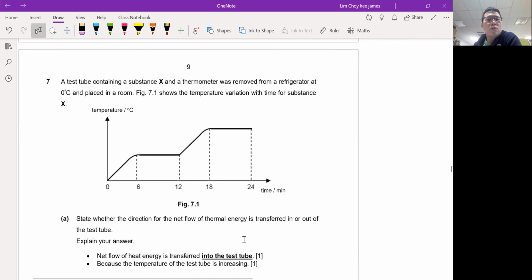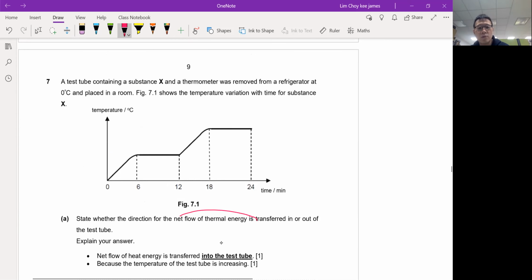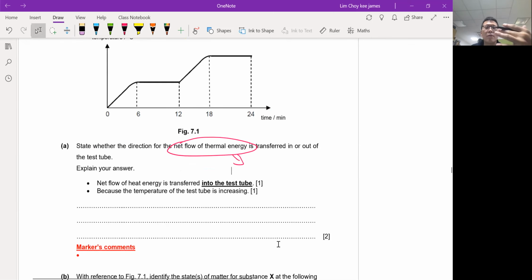Cooling curve, heating curve is a standard thing. I will not dwell too much on this question here, but just take note when we talk about flow of energy. In the notes or in your textbook, I always tell students, how does thermal energy, how does heat flow? Only one direction. You always go from hot to cold. This is the direction that heat always flows.